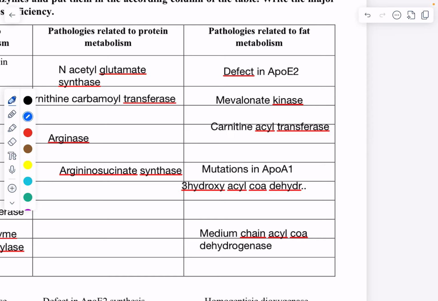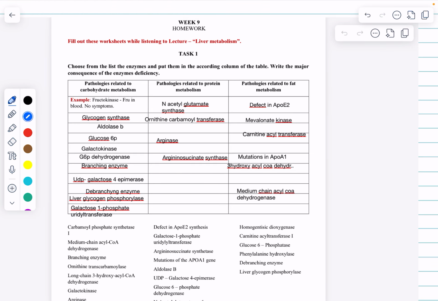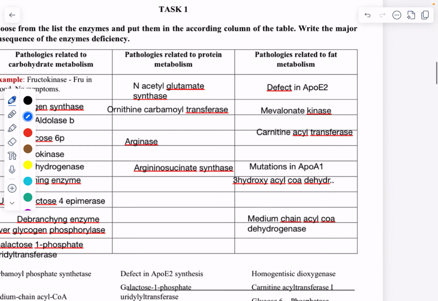And if we have deficiencies in arginase or any enzyme related to protein metabolism, we could get accumulation of ammonia. And ammonia is toxic. When it accumulates, it could lead to mental retardation and also decreased pH. So we really try to get rid of ammonia. But if you have an enzyme deficiency, then you can't get rid of ammonia, and it will accumulate and have toxic symptoms for us.